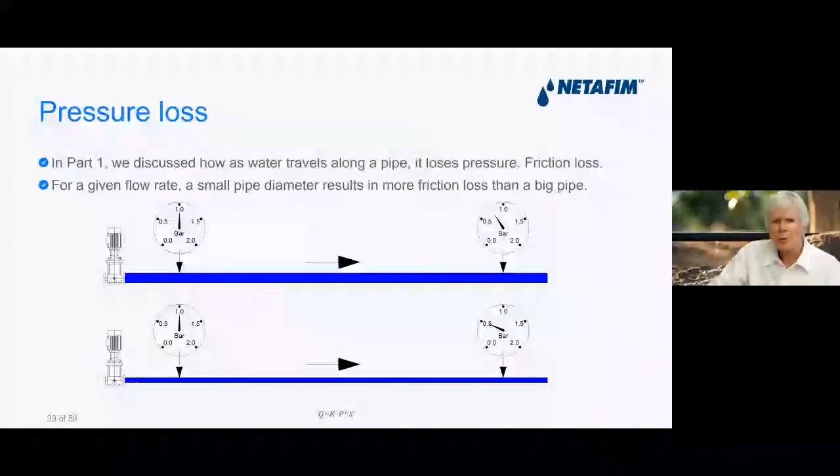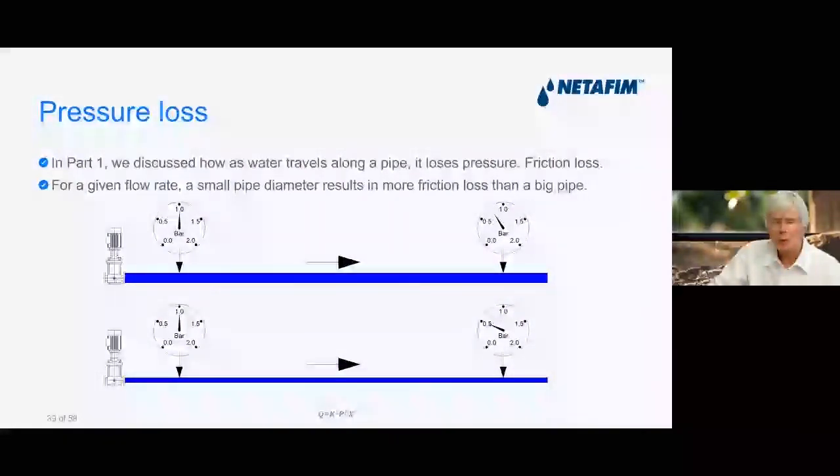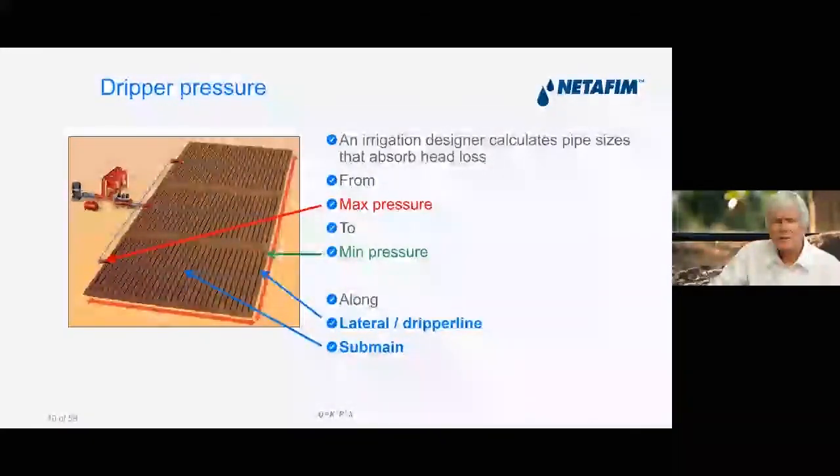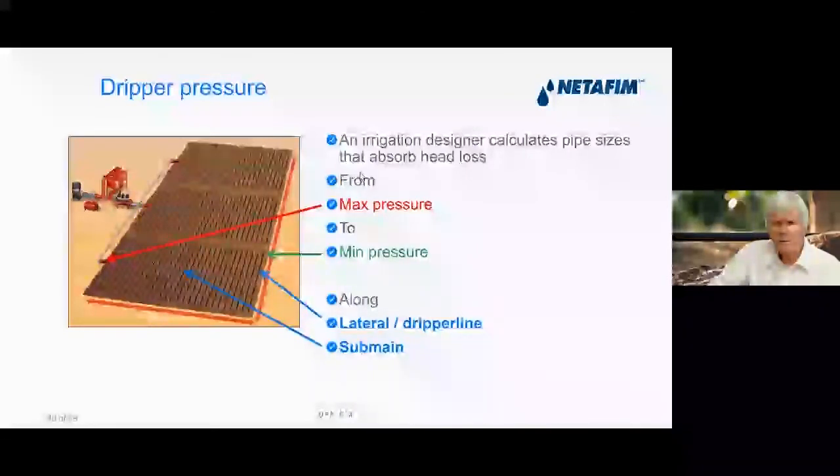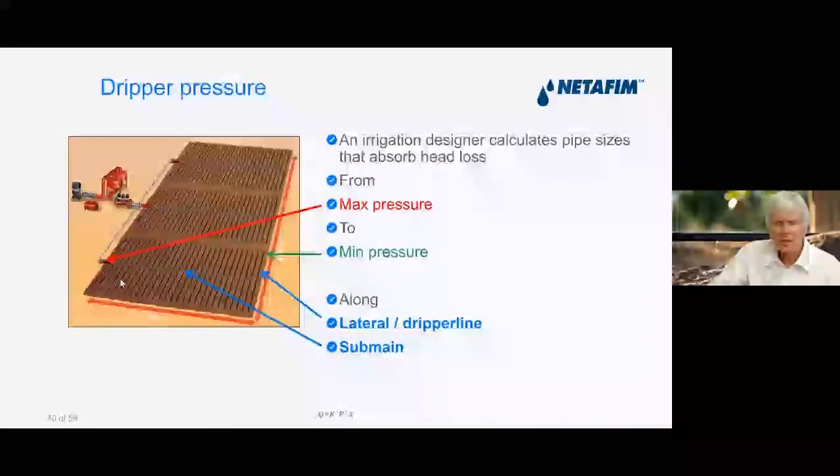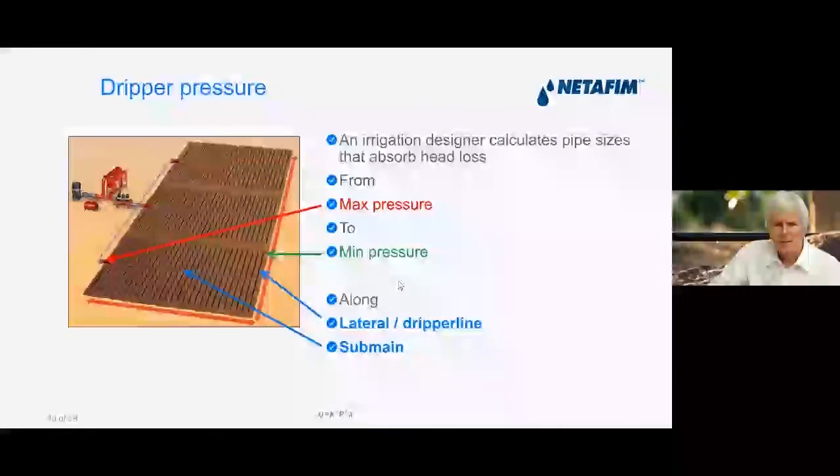Now in part one, we discussed how as water travels along a pipe, it loses pressure, and we call this friction loss. Now for a given flow rate, a small diameter results in more friction loss than a big pipe. What an irrigation designer does is absorb that head loss from the maximum pressure to the minimum pressure by choosing pipe sizes of the submain and the lateral.